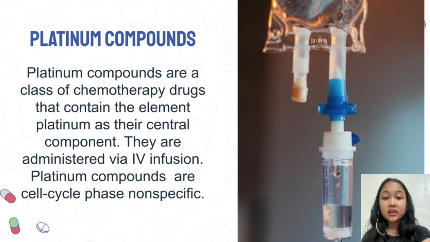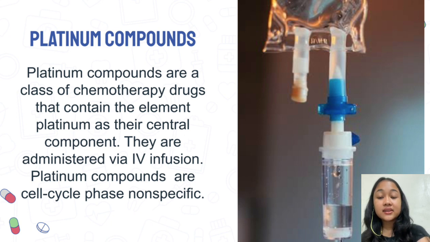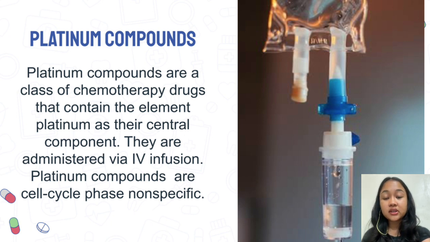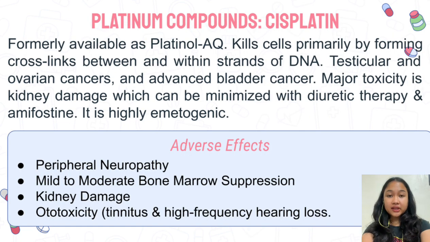Next are platinum compounds. Platinum compounds are a class of chemotherapy drugs that contain the element platinum as their central component. They are administered via IV infusion. Platinum compounds are cell cycle phase non-specific. An example of a platinum compound is cisplatin. It is formerly available as Platinol AQ.